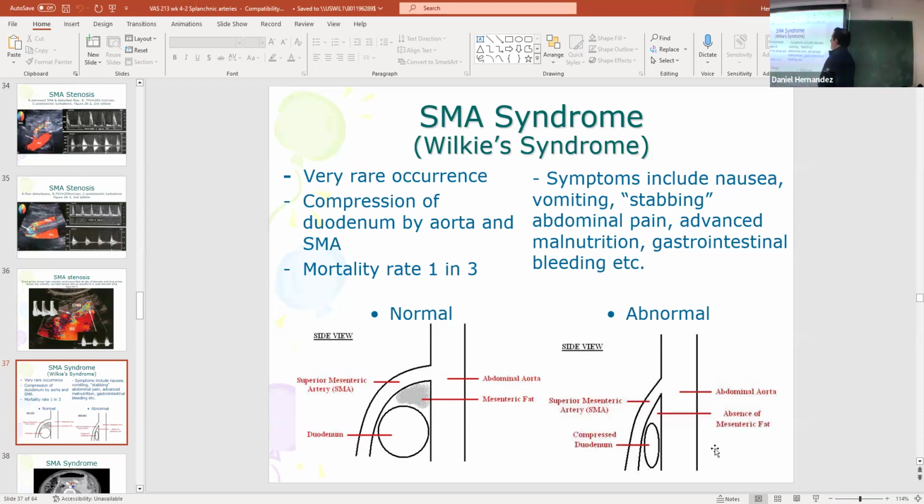Or Wilkie syndrome, SMA syndrome. So it's just compression of the duodenum by the SMA and the aorta. So these patients are lacking that echogenic mantle of fat, that mesenteric fat that typically surrounds the SMA. So this is what gives it that bright echogenic appearance that we see, that fat that surrounds the vessel. So it's lacking that, and now the vessel compresses between the two.